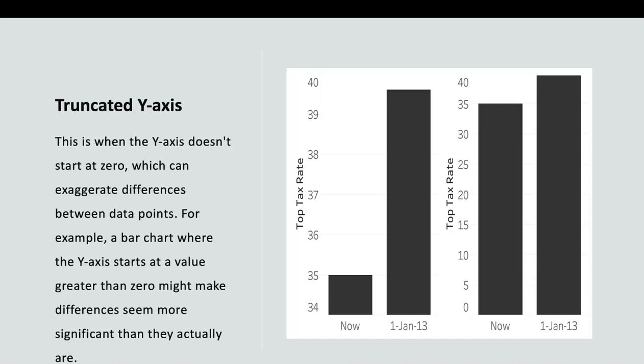Truncated y-axis. This is when the y-axis doesn't start at 0, which can exaggerate differences between data points. Let's look at the example that we have over to the right here. On the left-hand side, you can see how this is truncated, and that 5 rate there is really exaggerated. On the right, it has more of a realistic pictorial view with an actual 0 here. So be mindful when you see something without it starting with a 0, just be a little suspicious.